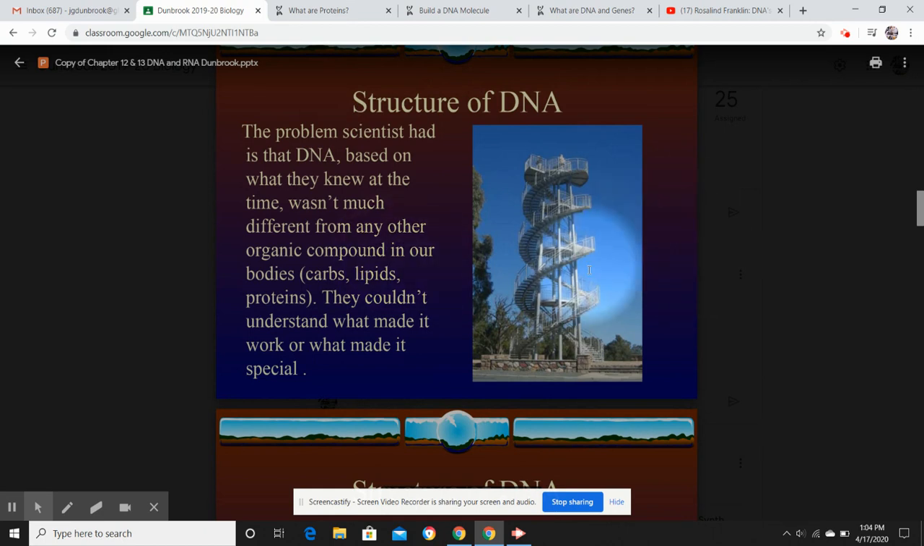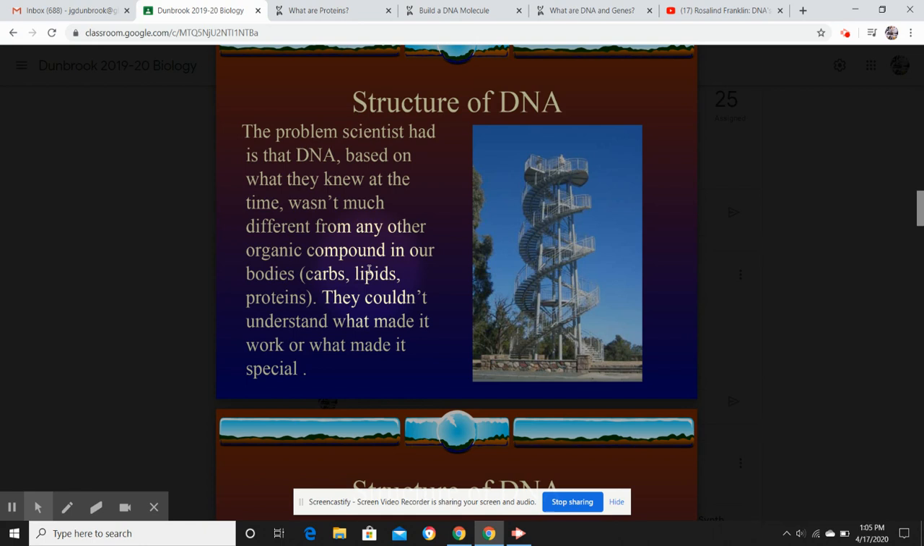Here's a great little analogy to the double helix. This is a double spiral staircase, and I believe this is at a theme park. This might be Kings Island or something. So the problem that scientists had, though, remember, they're still trying to each kind of contribute to figuring out this molecule we call DNA, and this started back in really even in the 1800s. So the problem that scientists had is, based on what they knew, they didn't really know why DNA was much different than the other compounds that they knew that all living things had.